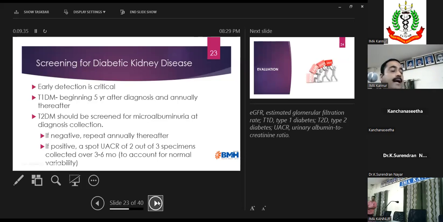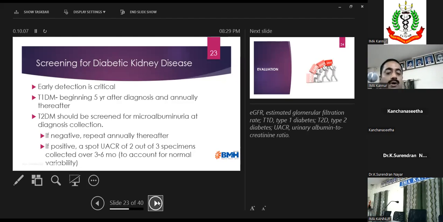Screening for diabetic kidney disease. When should we screen? Type 1 diabetes is usually diagnosed very early, and screening can be done after 5 years of type 1 diabetes and annually thereafter. But in type 2 diabetes, there is a population who have never known they have diabetes. So at the first instance when you diagnose type 2 diabetes, screen for microalbuminuria. If negative, repeat it annually.